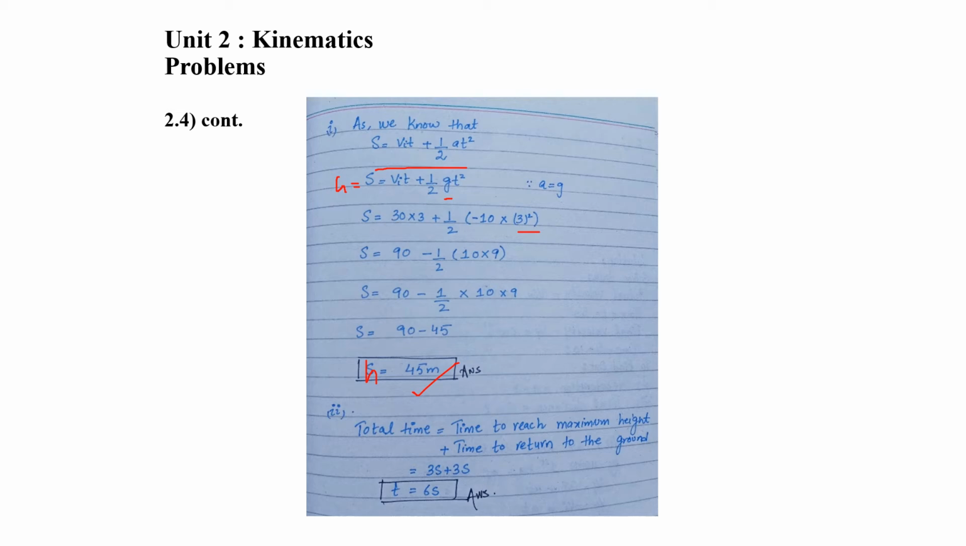The total time we have to calculate is the time to reach the maximum height and the time to return to the ground, so it will be equal, right? The time it will take to reach the maximum height is 3 seconds. When it reaches the ground, it will have the same time, that is again equal to 3 seconds. So we just add up and get the total answer, that is 6 seconds.